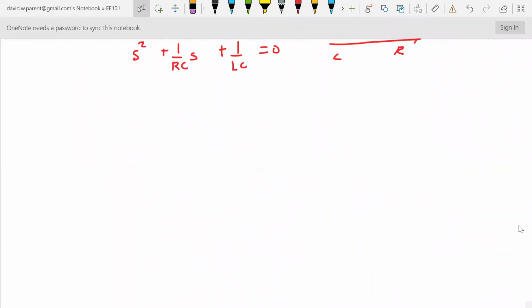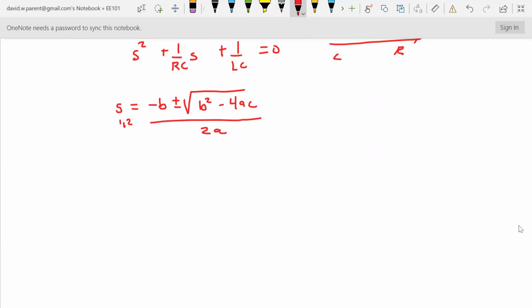All right, now we can use the quadratic equation here. The roots of S, and there are going to be 2, because this is squared. It's going to be minus b plus or minus the square root of b squared minus 4ac, divided by 2a. That's where we get 2 of them. If you really need the whole number, you have to calculate the whole thing out.